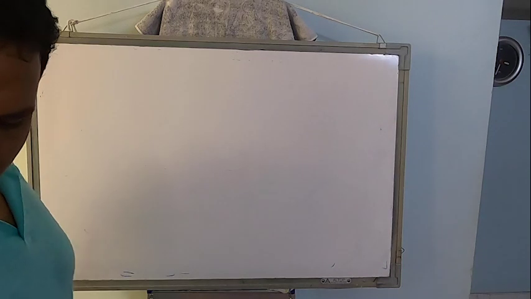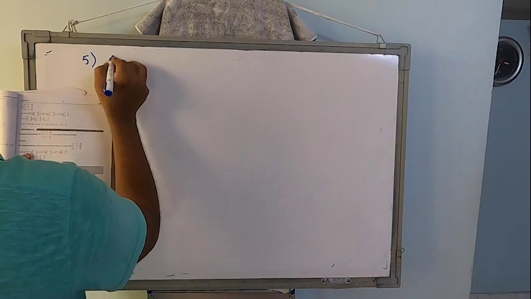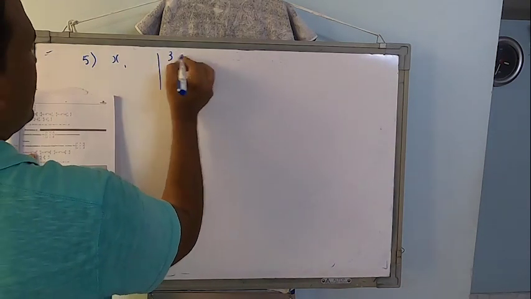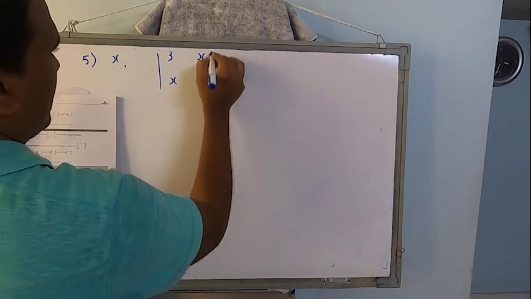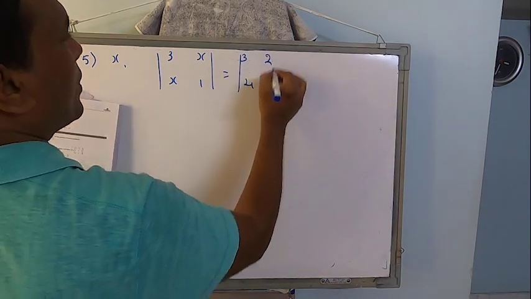Fine, students. So the fourth one is over. Let's move on to the fifth sum. This is finding the x value: determinant of 3 x 1 x equal to determinant of 3 2 4 1.